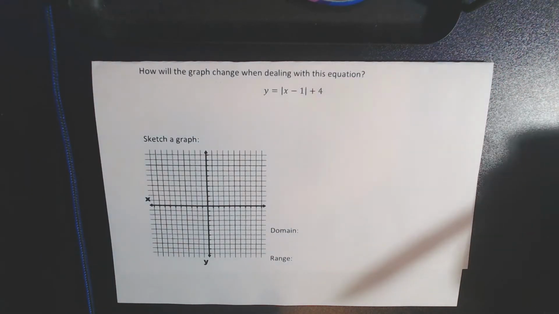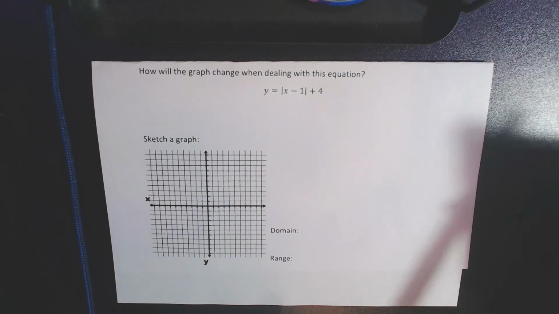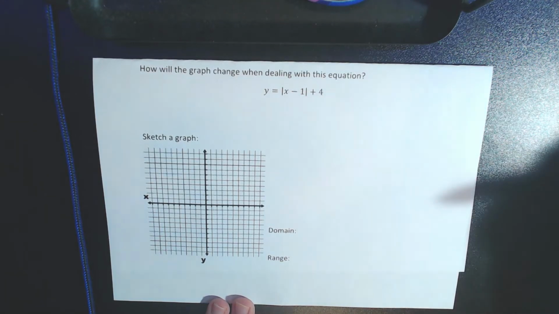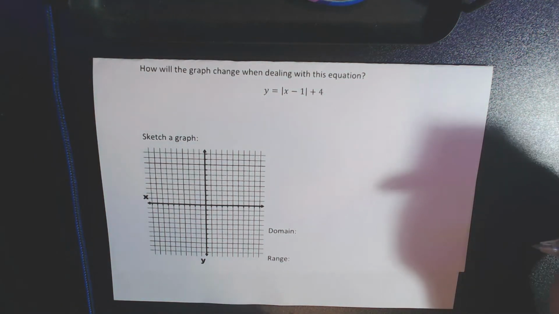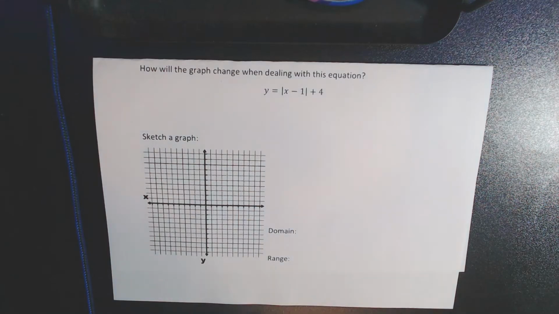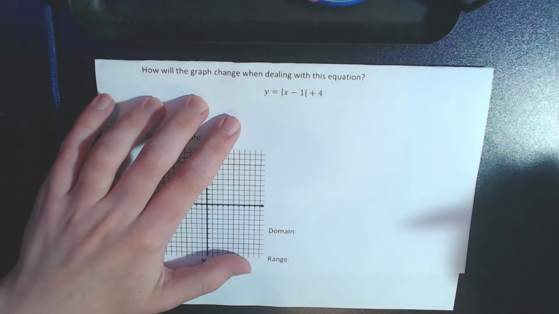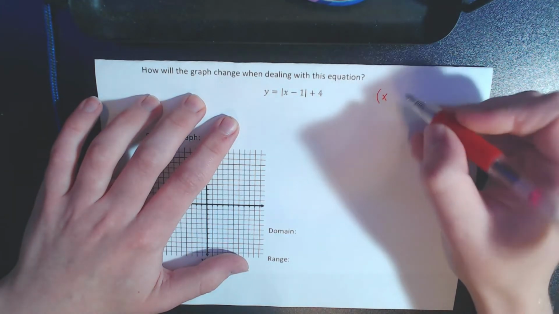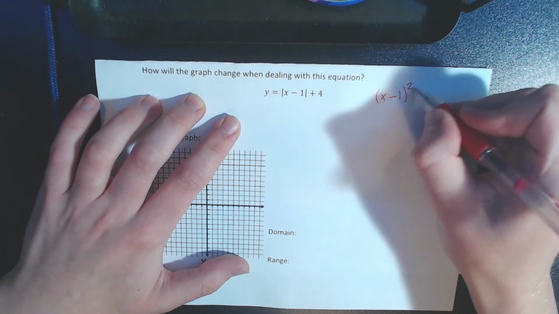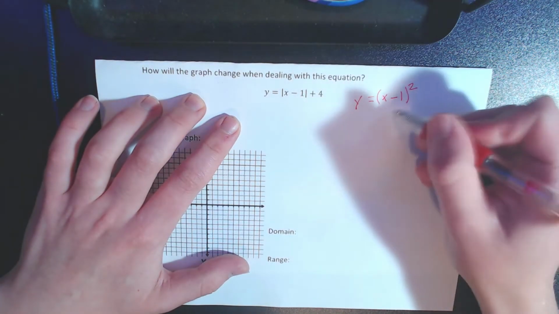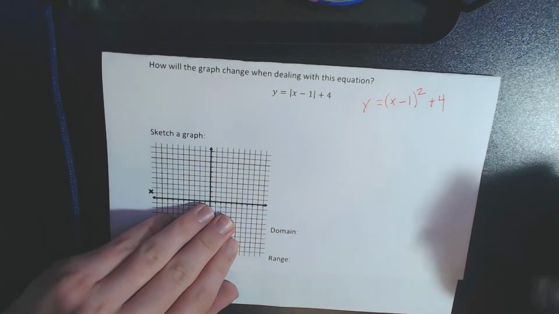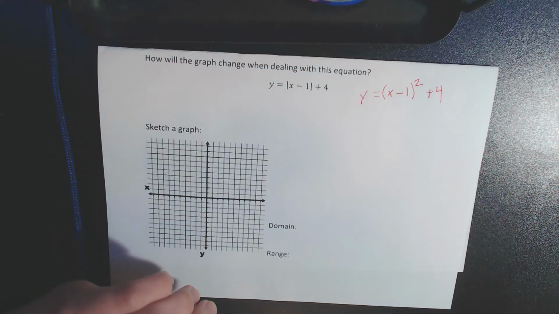If you know what the basic absolute value graph looks like, it's that V going through 0, 0, we can just move that around to get the graph of this one. If you remember from last time, we reviewed our graphing of parabolas, and parabolas have the square. It would be like y equals x minus 1 squared plus 4 in a parabola. That would be the U shape for this graph.